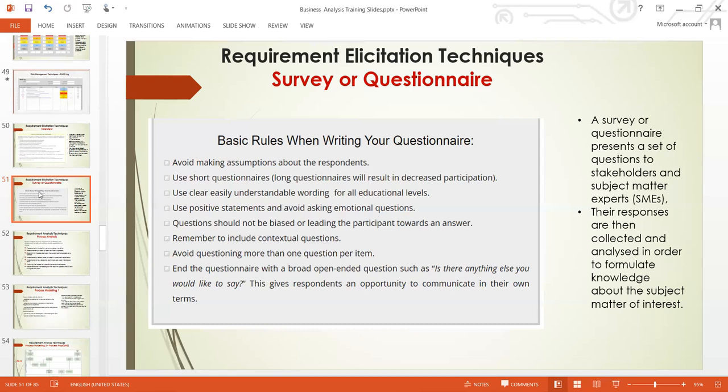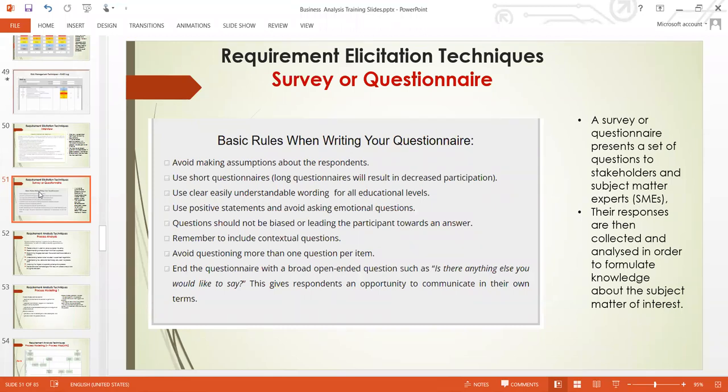So if it's long, if you're looking for a longer description, it might ruin the mood of the participant. Use clear, easily understandable wording for all educational levels.